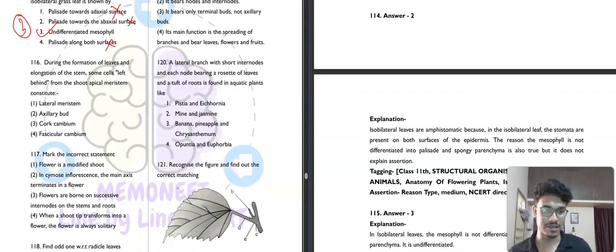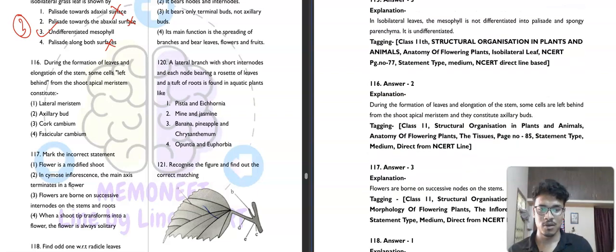Then question number 160. During the formation of leaves and elongation of the stem, some cells left behind from the shoot apical meristem constitute... I think this is a repeat, I don't know how many times this came. This can also come in NEET 2025, I guess. So this is the axillary bud, you know that during the formation of leaves and elongation of the stem, some cells left behind from the shoot apical meristem constitute axillary bud. So the second option will be our correct answer.